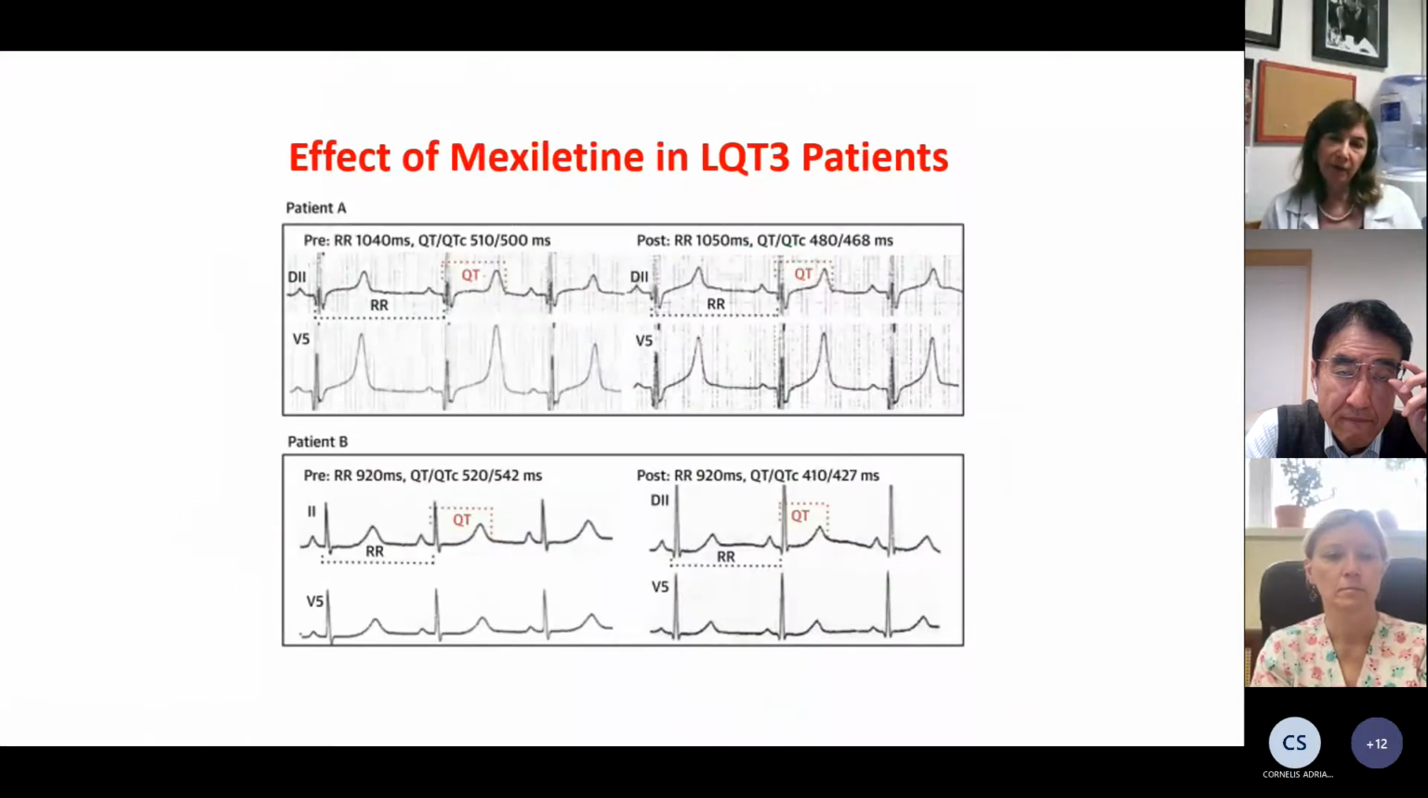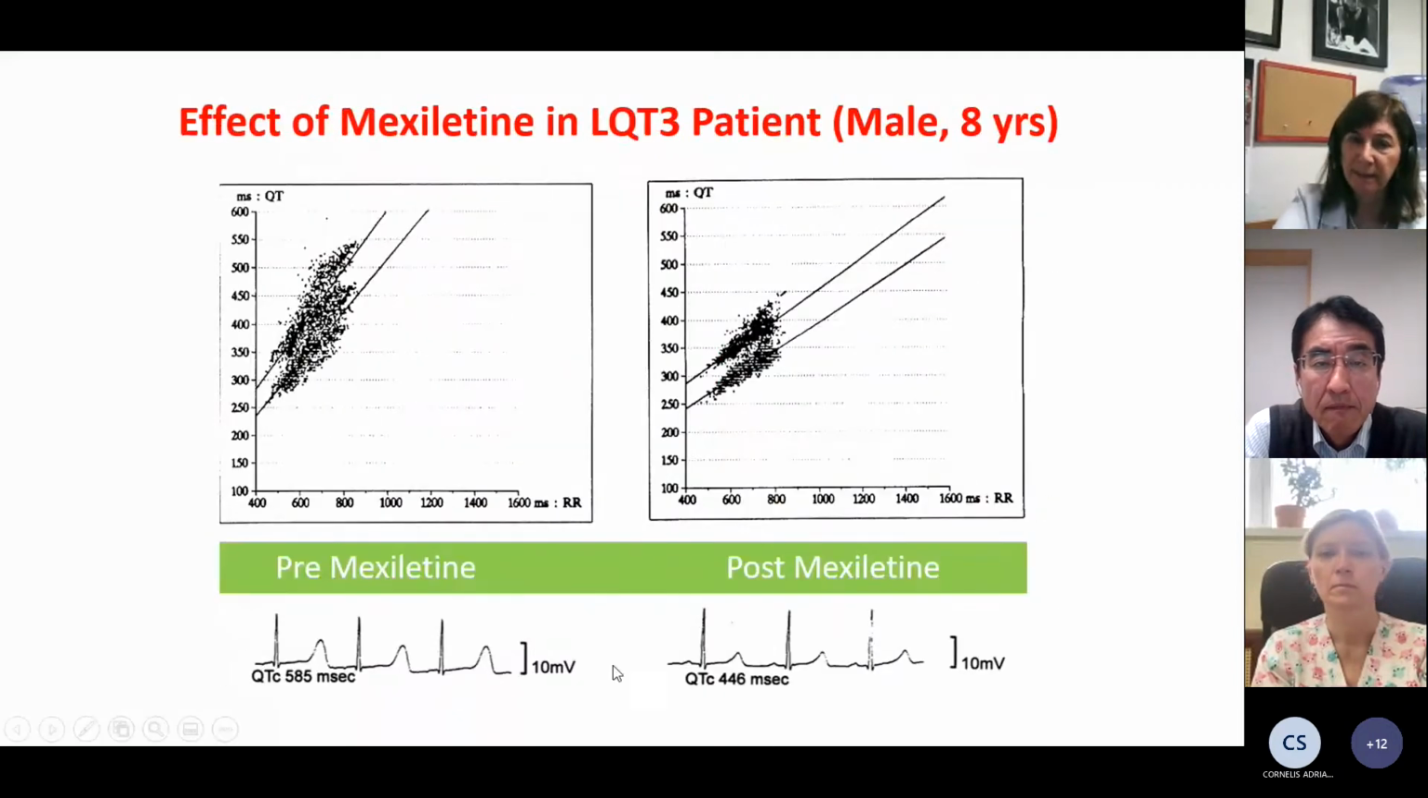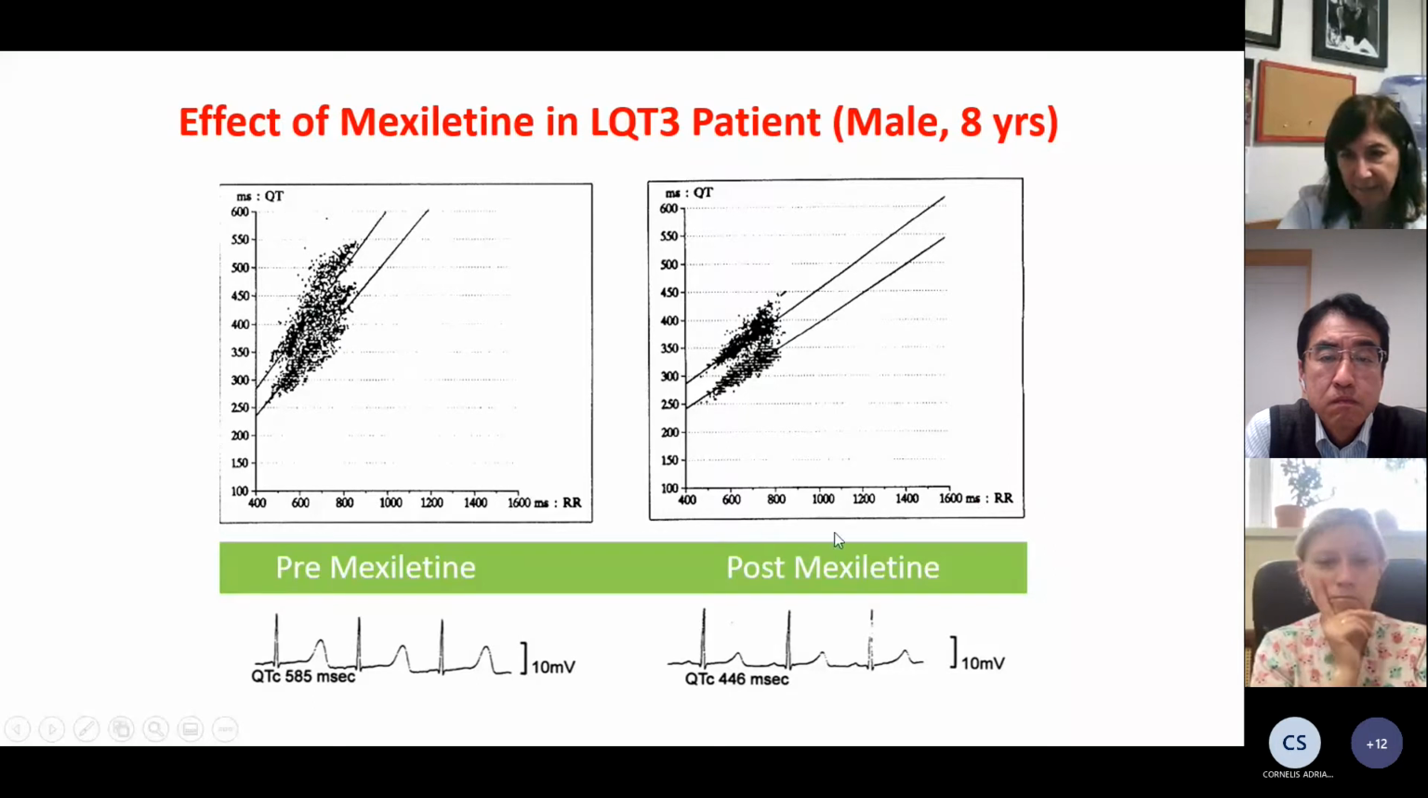And on the other side, mexiletine, which is a pure sodium blocker, was able to shorten the QT in this patient with LQT3. The same effect can be seen in the QT-RR adaptation. So the prolongation of the QT interval, more evident as the RR interval prolongs, is abolished by mexiletine.